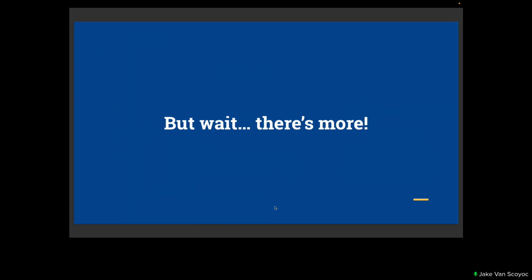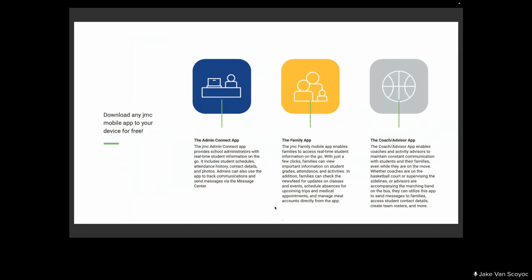But wait, there's more. 3 apps. What do we got for 3 apps there, Greg? 3 apps we have is the Admin Connect app, which allows school administrators real-time student information on the go. They really need that. The Family app, which is really important, which enables families to access real-time student information on the go. And then the Coach Advisor app, which enables coaches and activity advisors to maintain communications with students and families even when they're on the move.